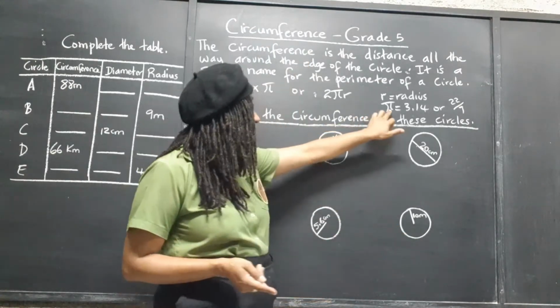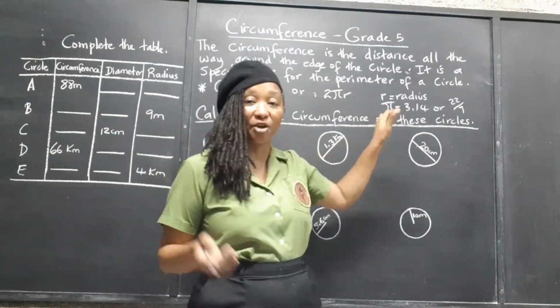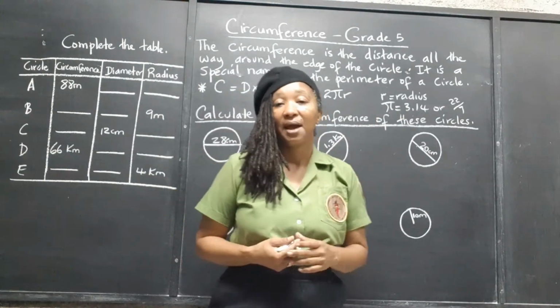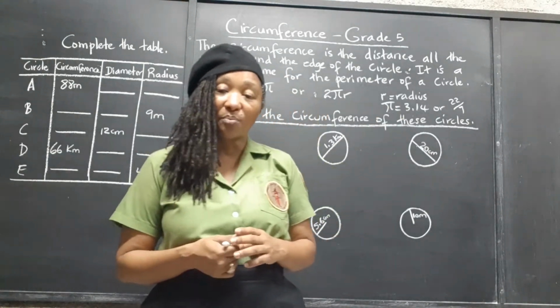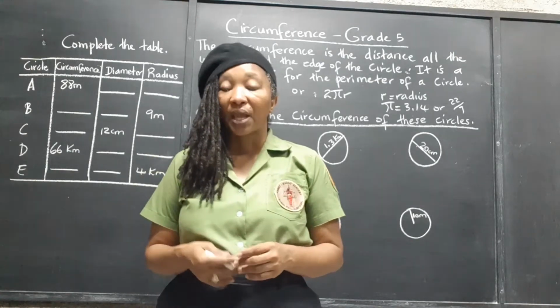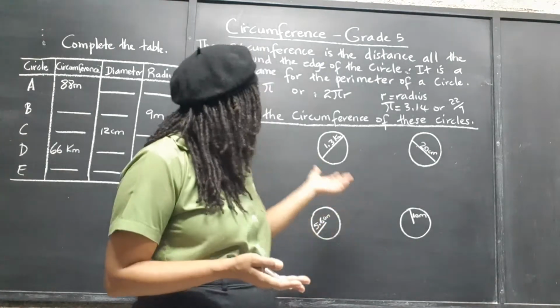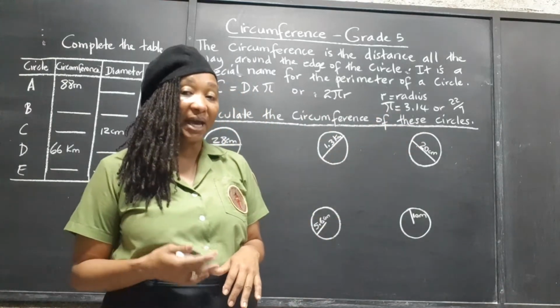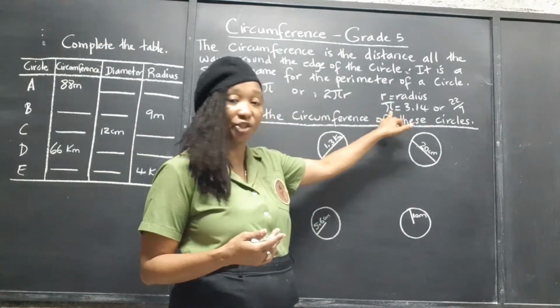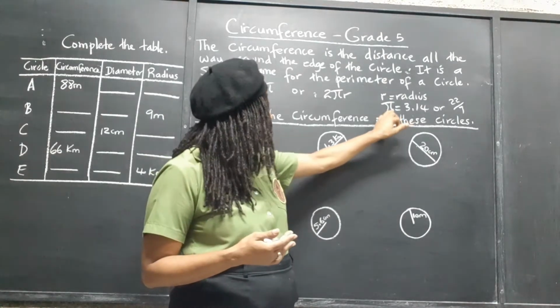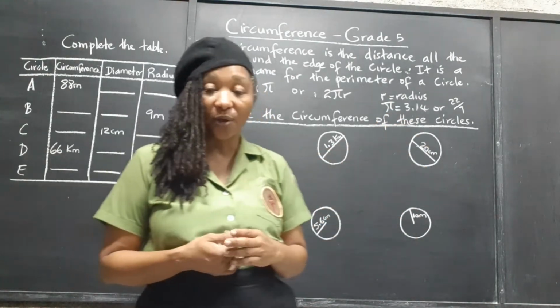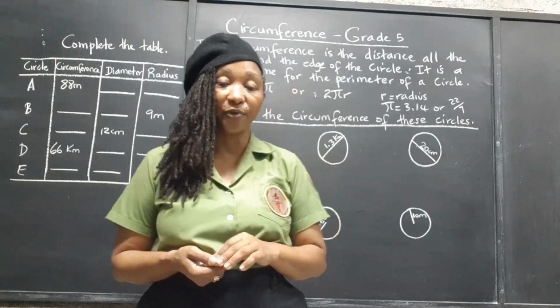And this is the symbol for pi. It's a Greek letter, a letter from the Greek alphabet. And you'll find that many special numbers in mathematics are given Greek letters to symbolize them. And pi is one such letter. This is how we write it. And the value of pi is 3.14.